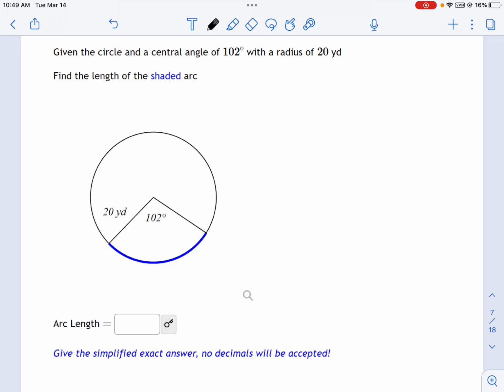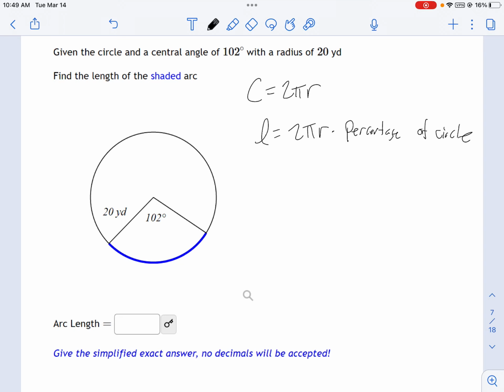So arc length is going along the outer edge of that circle, right? And for the outer edge of the circle, we have a special name for that. We call it the circumference. So if you know your circumference formula, that's 2 pi r. And how we find the length of an arc, I'm just going to call that L, is that you take your circumference and you multiply it by the percentage of circle that you have.